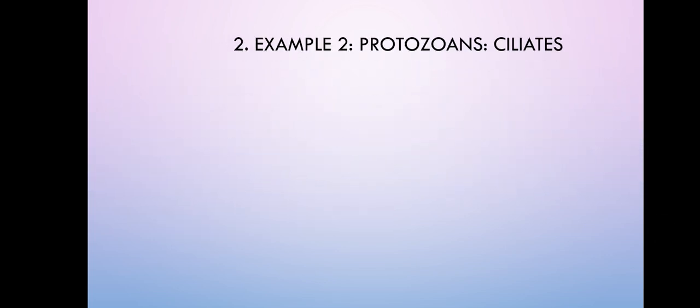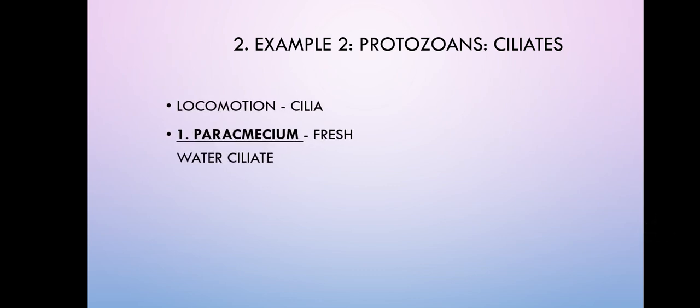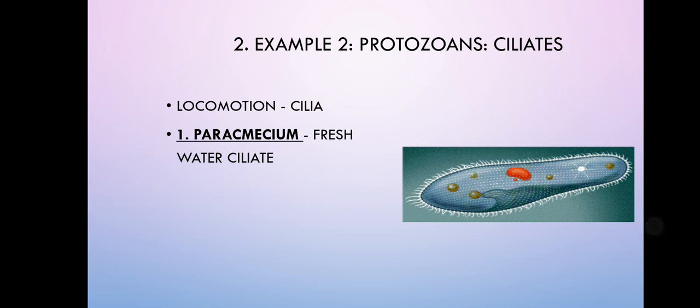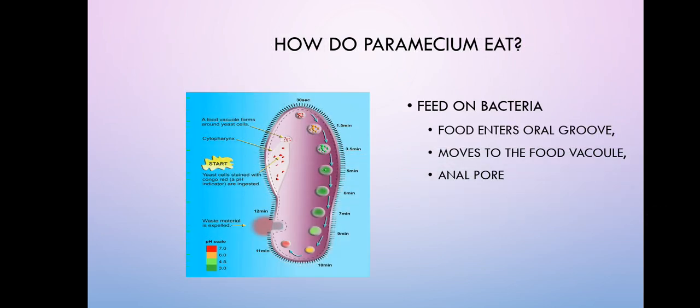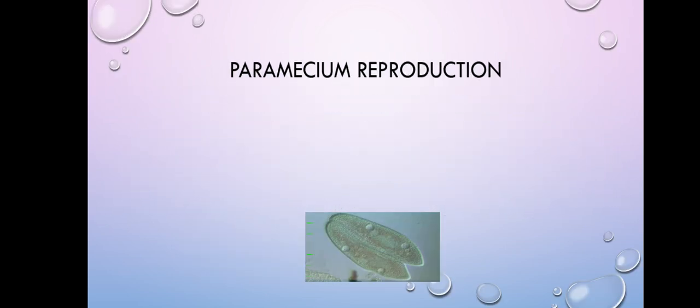Example 2, protozoans, ciliates. Locomotion through cilia, paramecium. A freshwater ciliate, this is paramecium. These are its cilia, through which its movement is shown. They feed on bacteria. Food enters the oral groove, moves to the food vacuole, then the anal pole, and is excreted out.